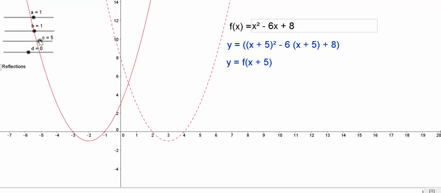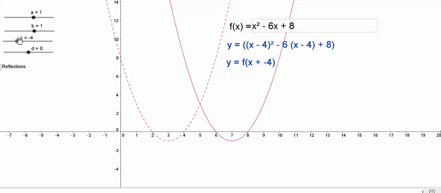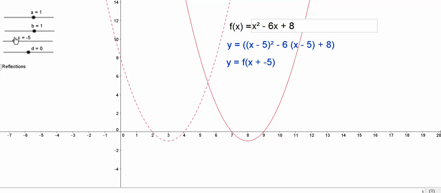If we subtract 5, by subtracting 5 from x, we have a translation of factor plus 5 parallel to the x-axis. So the factor is in fact the opposite sign to the value that we add.